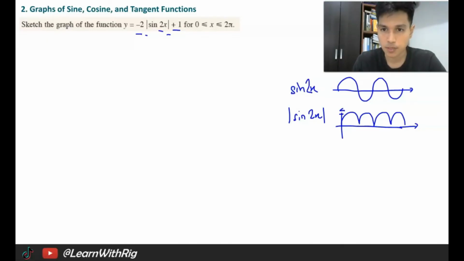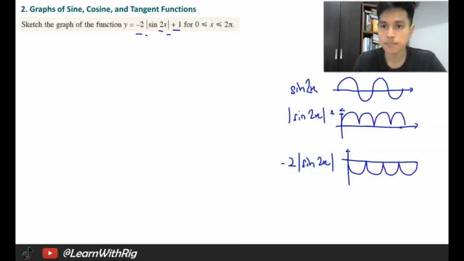Okay, the 2 would be here, and then you have negative, so you have to flip it, so it becomes negative. So it goes to the negative side now. Okay, negative side, and then you have to plus 1. So now when you plus 1, you have to shift everything by 1 unit. So let us straight away draw this.